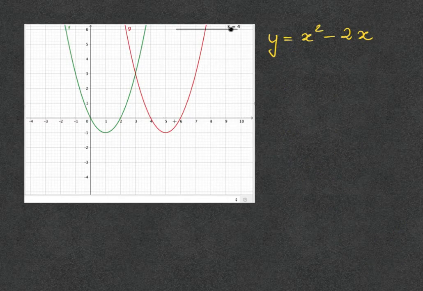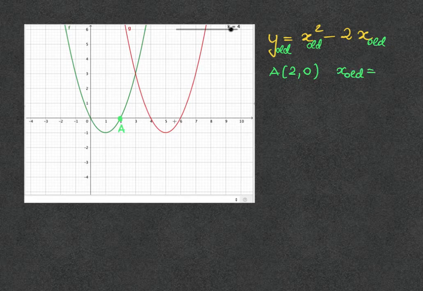Okay, so let us look at the green graph, which is y, or f of x equals x squared minus 2x, and the new red graph. So because I have now two graphs, I'm going to call y old and x old the points on the old graph, the green graph. Look, for example, at the point 2, 0. So the point A, let's say, is the point of coordinates 2, 0. So x old is 2 and y old is 0 for this point, right, for A.